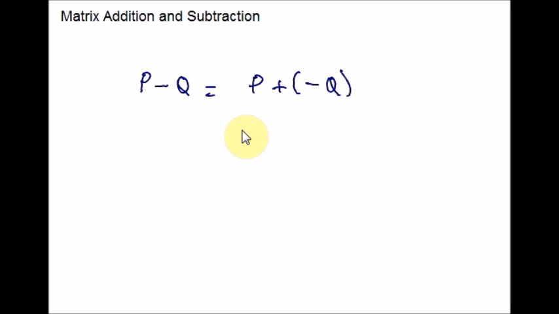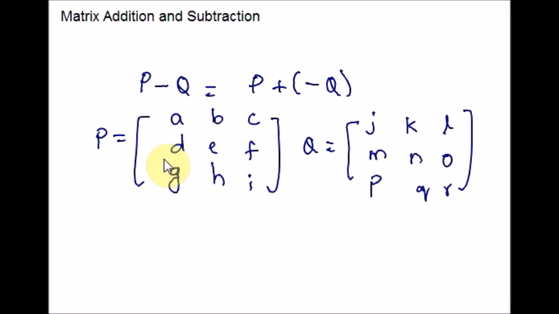This is how the subtraction will proceed. Okay, let me show it with the help of matrices. Assume that we have matrices P and Q, both 3 by 3, with 3 rows and 3 columns. Now let us see how to find P minus Q. In matrix addition, what did we do? We added the elements in the corresponding positions for both P and Q. Same way here, we are going to subtract the elements in the corresponding positions.